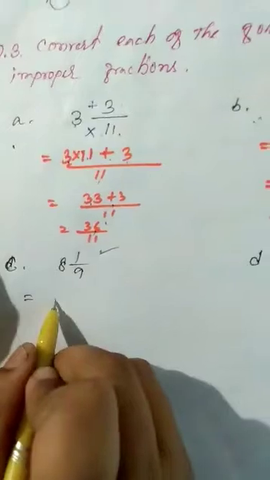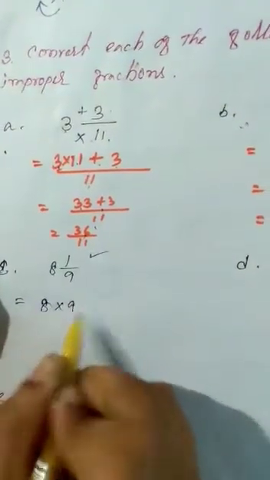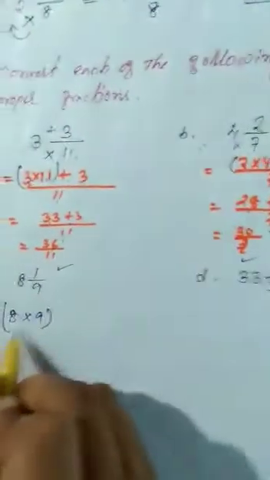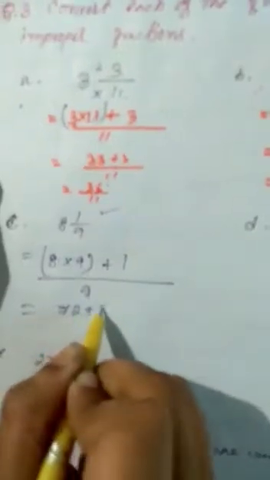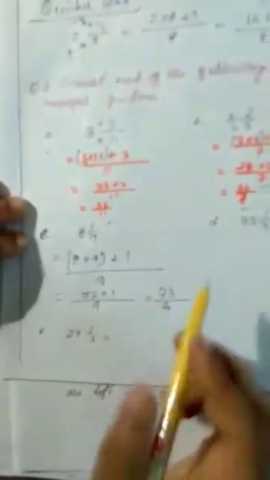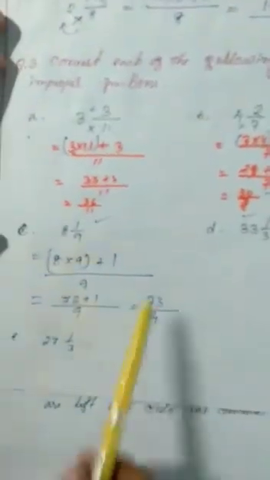And in the same way, if we do 8 1 by 9, how can we solve that? 8 into 9 plus 1, divided by 9. So 72 plus 1 divided by 9. So 73 by 9. And I think now you have understood how to solve.